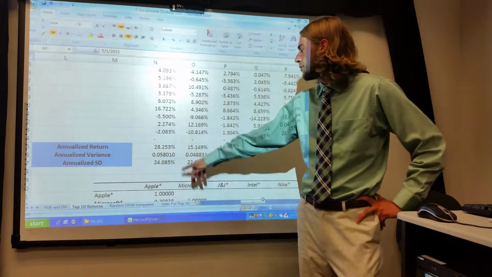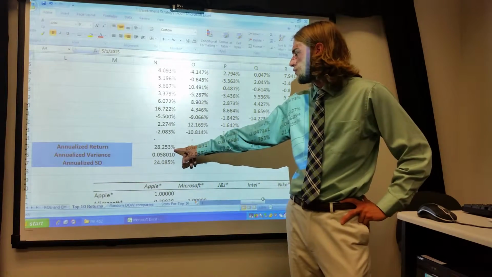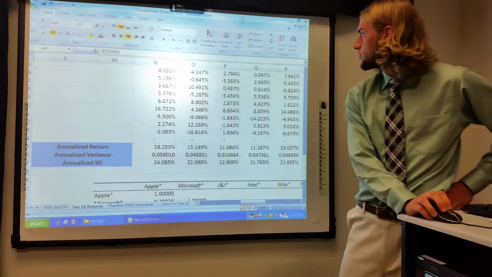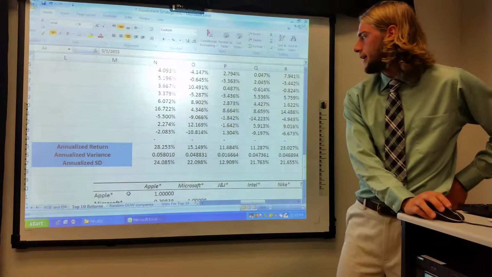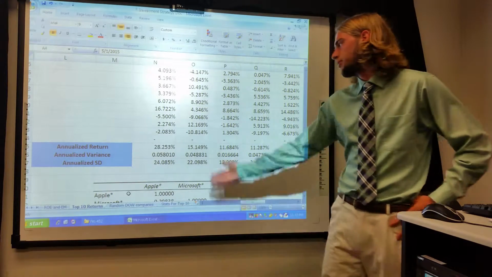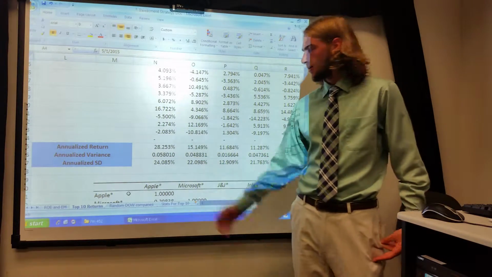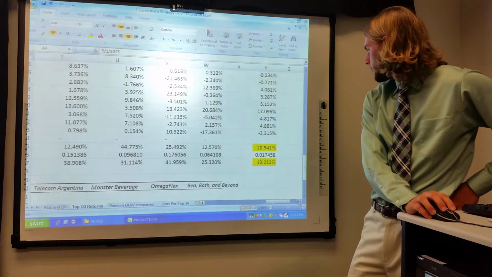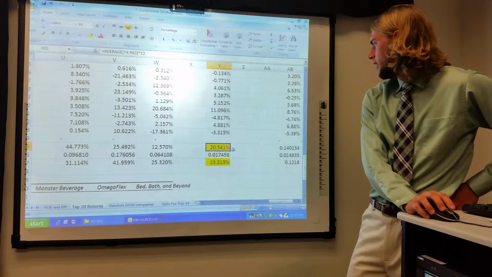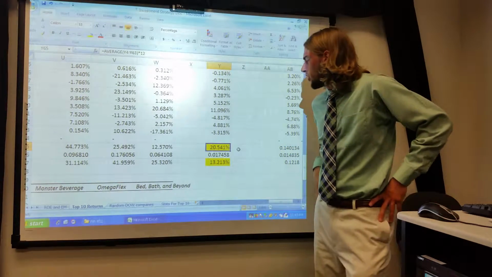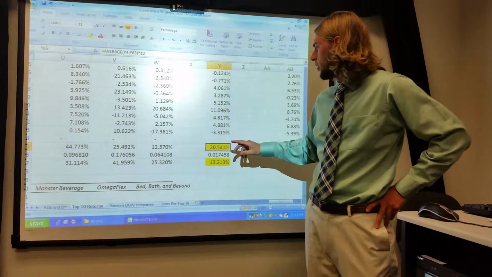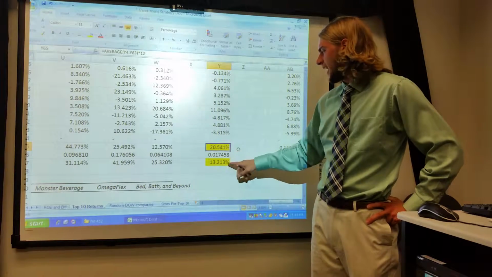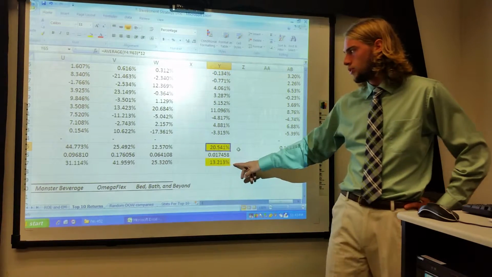For example, Apple's annualized return is 28.253% with an annualized standard deviation of 24.085%. That's a pretty high standard deviation, but they're posting up some of the best returns out of any of these companies. And then all the way to the far right over here, highlighted, I have portfolio A's annualized return of 20.541% over the period, and annualized standard deviation of 13.213%.